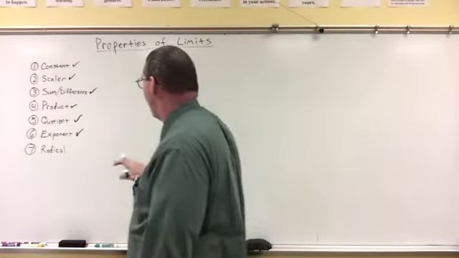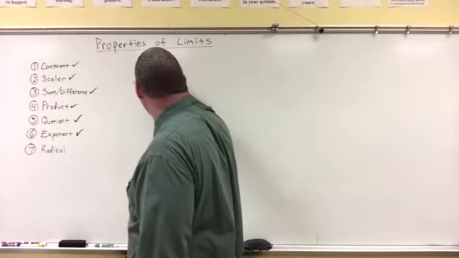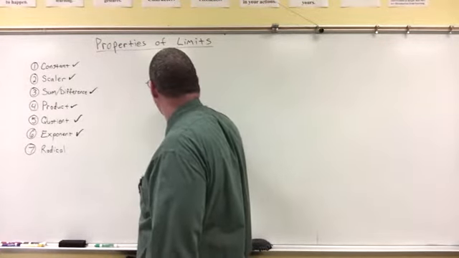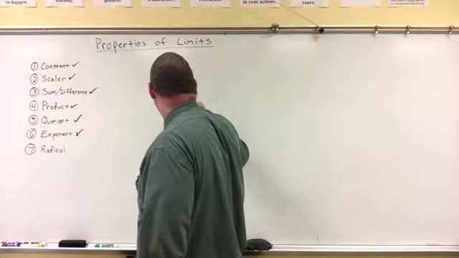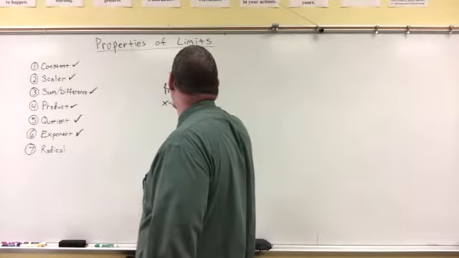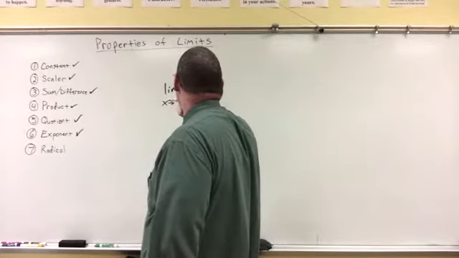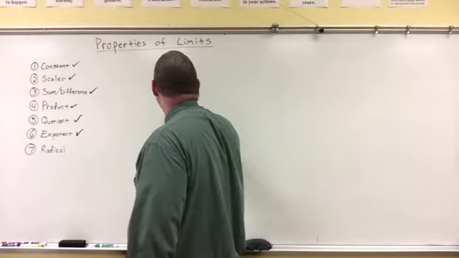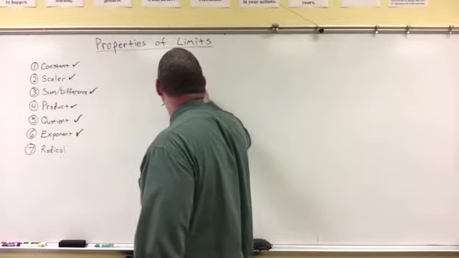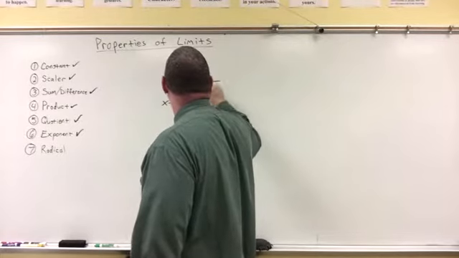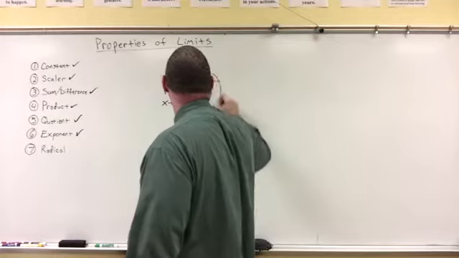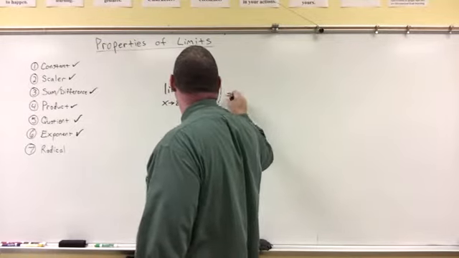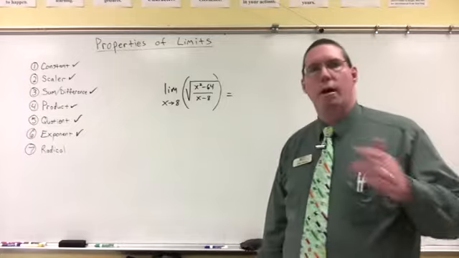All right, so we're going to do the radical property. Let's say, what is the limit as x approaches 8 of the square root of x squared minus 64 over x minus 8? Okay? So we want to know the limit of this. And so here's what we have. We have a limit of a radical. A limit of a radical.